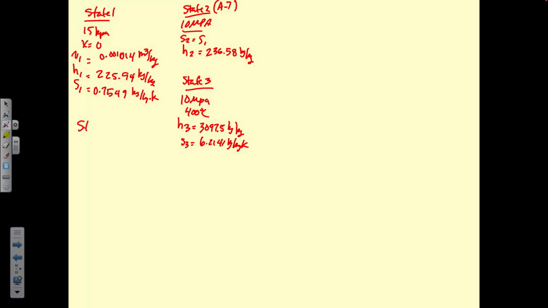And then state 4, which is the end of our liquid properties, we find P4 is 15 kilopascals, s4 is equal to s3. We go to the tables, we calculate quality as 0.75, and h4 is 2011.77 kilojoules per kilogram. Okay, so we've looked up all of the properties in the Rankine cycle.